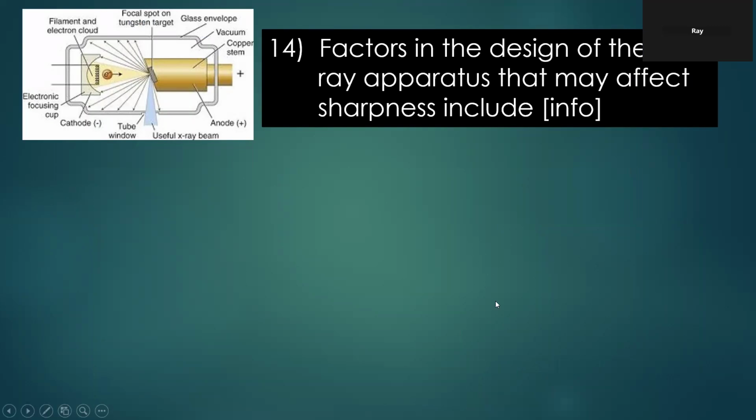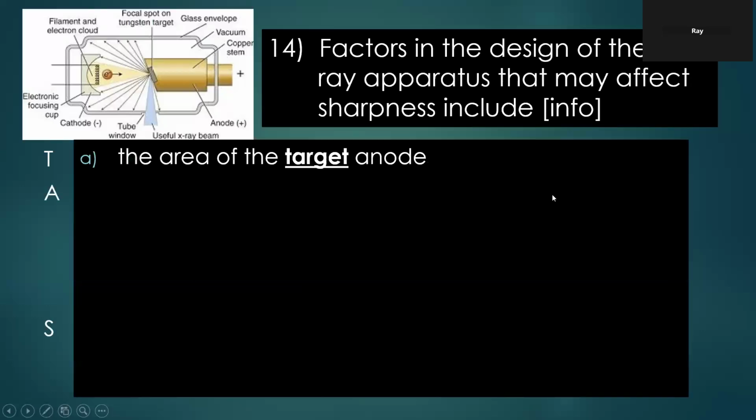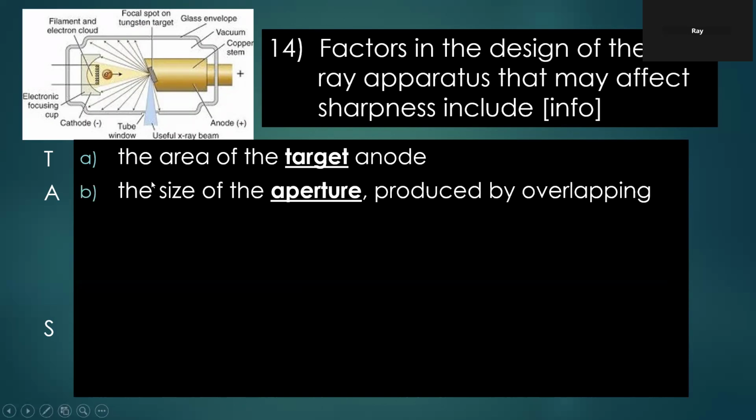Factors in the design of X-ray apparatus that may affect sharpness include, as I said, this is for info: area of target, or anode. There's the extended source there. Size of aperture, right? Size of aperture will be controlled later on by the collimator.